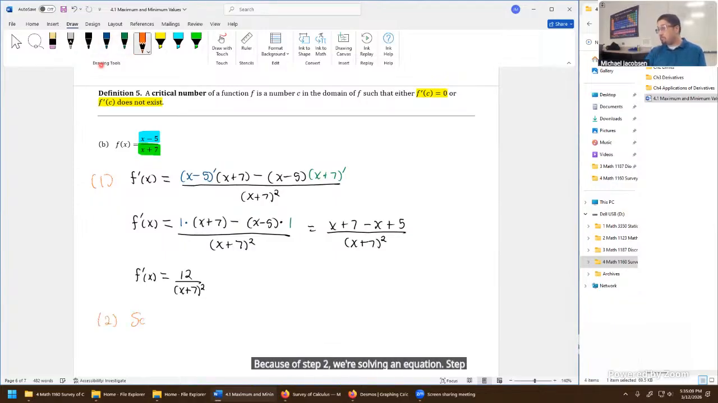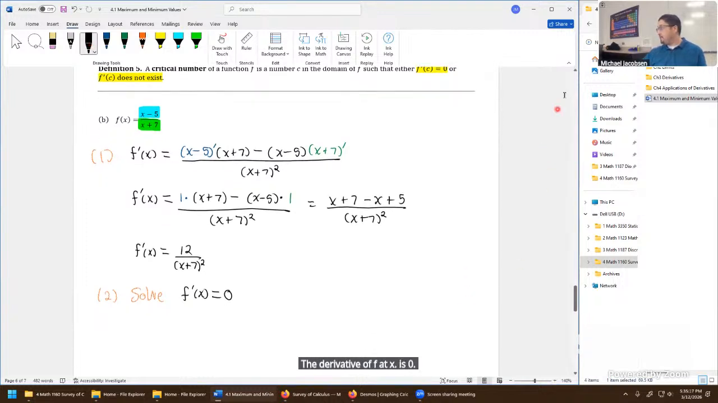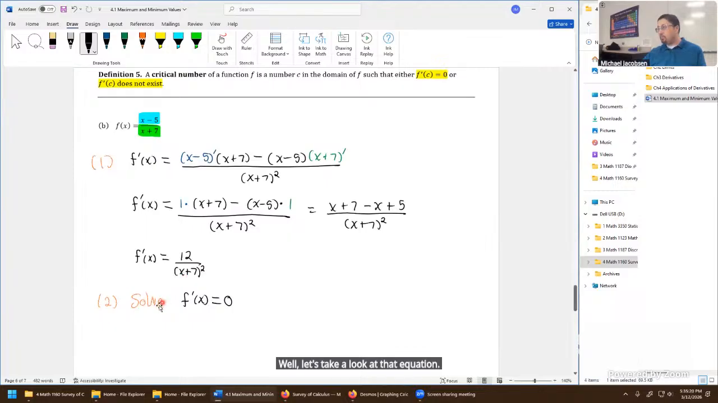Step two, solve. The derivative of f at x is 0. Let's take a look at that equation. We're not just solving the derivative of f at x equals 0. We're also wondering, where does the derivative not exist? And that's an interesting thought on this one, because the derivative here does not exist, DNE, at x equals -7, because then we've divided by 0. We have a problem with that.